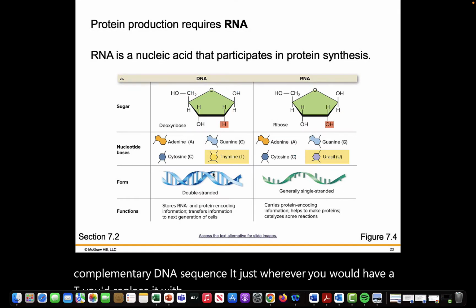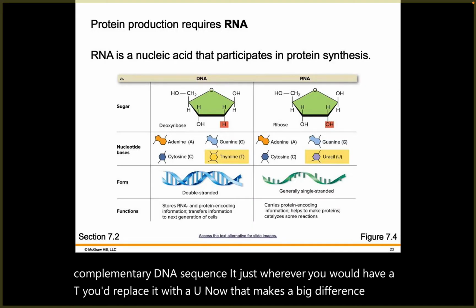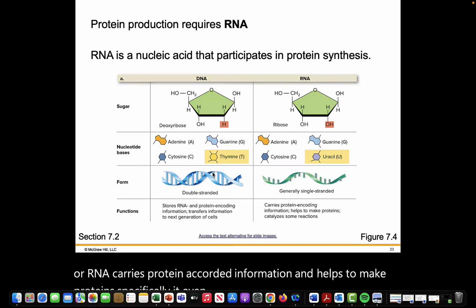Now that makes a big difference in terms of what we have here. Because if you look here, messenger RNA tends to be single-stranded. And DNA, we know it's double-stranded. And it also is different in its function. DNA is storage for protein-encoding information and transfers information to the next generation of cells, whereas RNA carries protein-encoded information and helps to make proteins specifically. It even can catalyze some reactions.